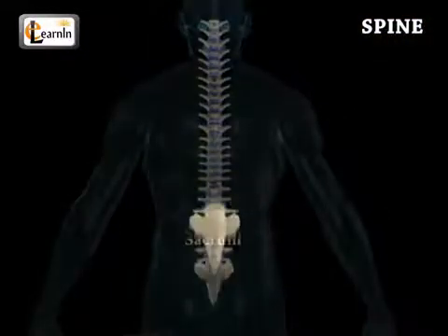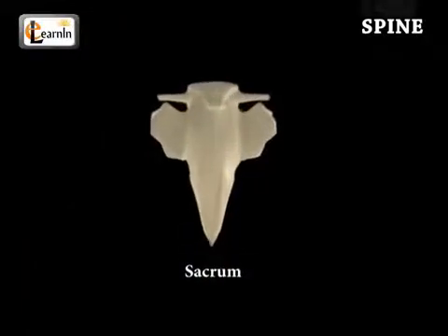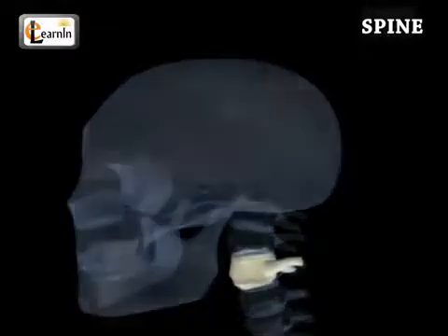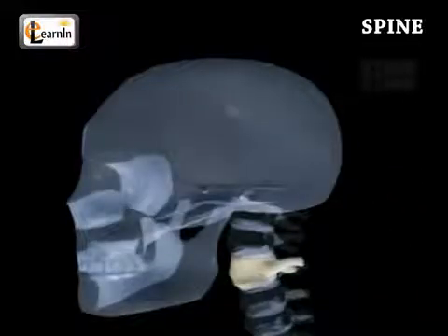A bone called the sacrum lies just below the lumbar spine. The sacrum is uniquely shaped. The lamina covers the spinal canal. It is a large hole in the center of the vertebrae. The spinal nerve passes through them.